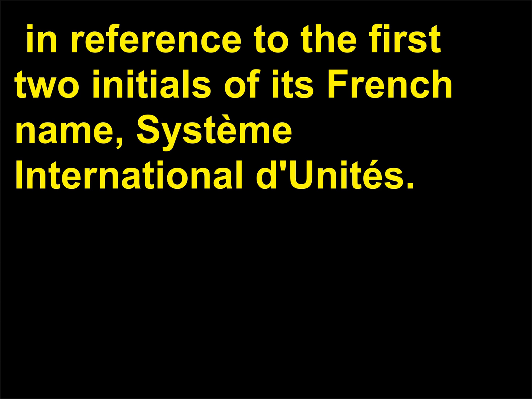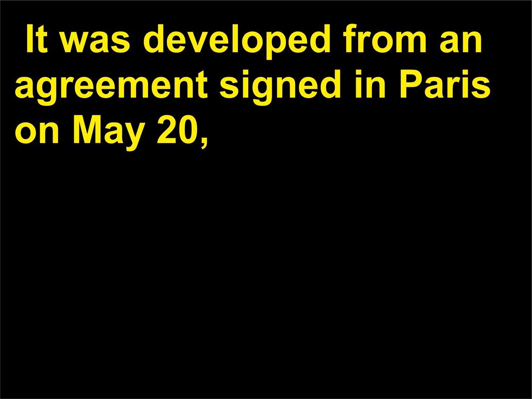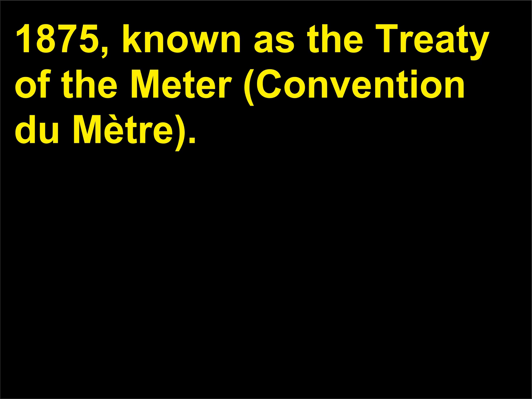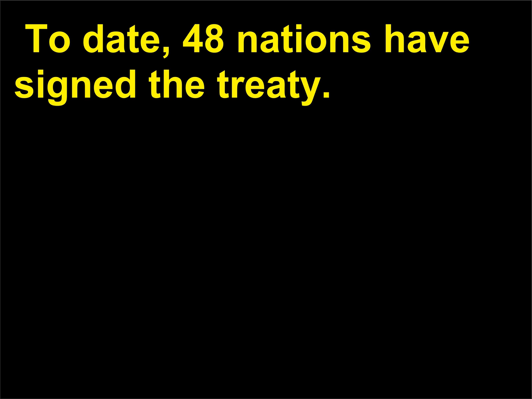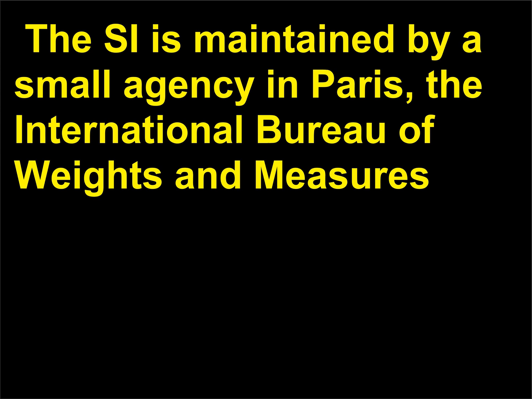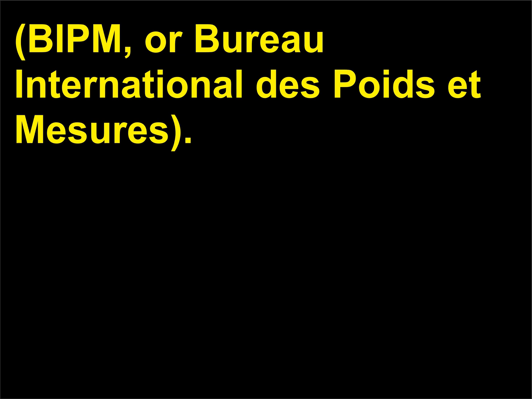It was developed from an agreement signed in Paris on May 20, 1875, known as the Treaty of the Meter, Convention du Mètre. To date, 48 nations have signed the treaty. The SI is maintained by a small agency in Paris, the International Bureau of Weights and Measures, BIPM, or Bureau International des Poids et Mesures.